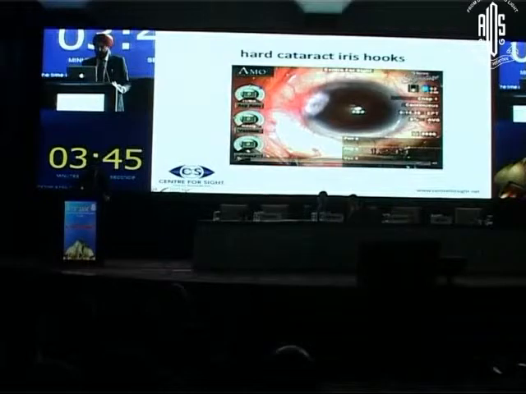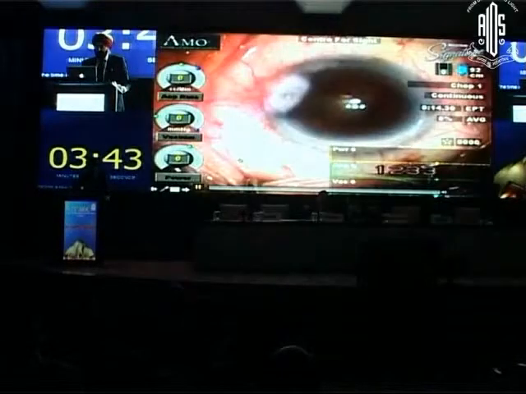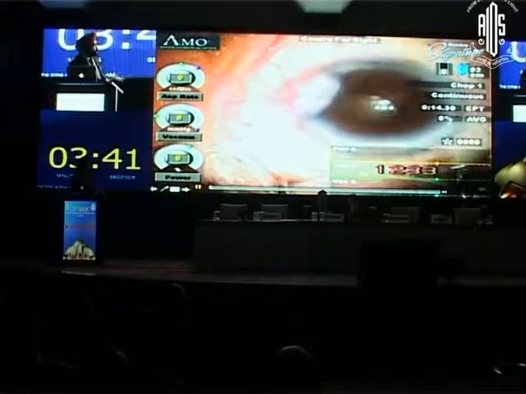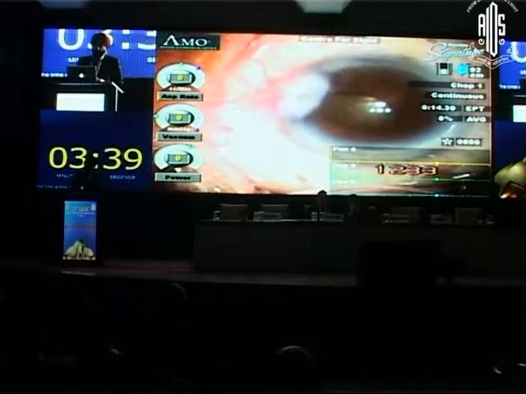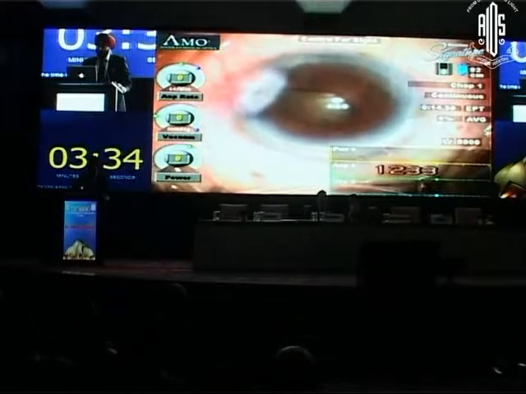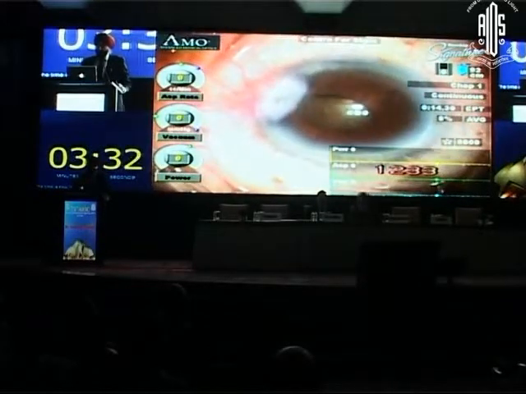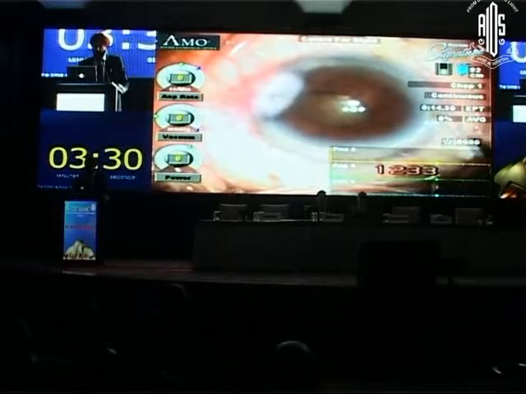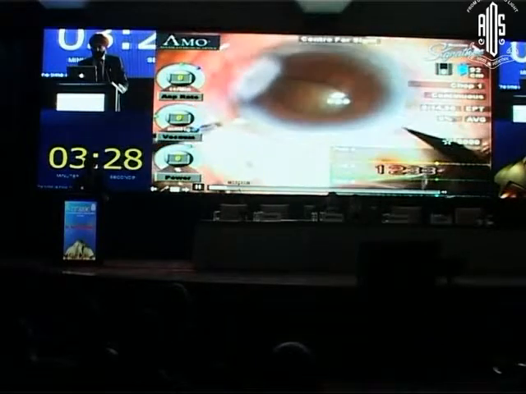Now this is the case, a one-eyed patient with a corneal opacity. Patient is on tamsulosin, and you can see that this patient has a non-dilating pupil, and it's a rock hard cataract. So under these circumstances, I am going to use the hooks. You will see the problems.